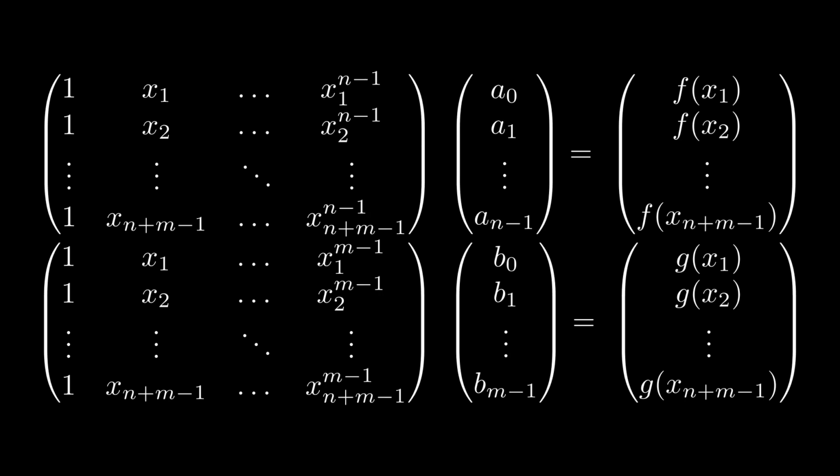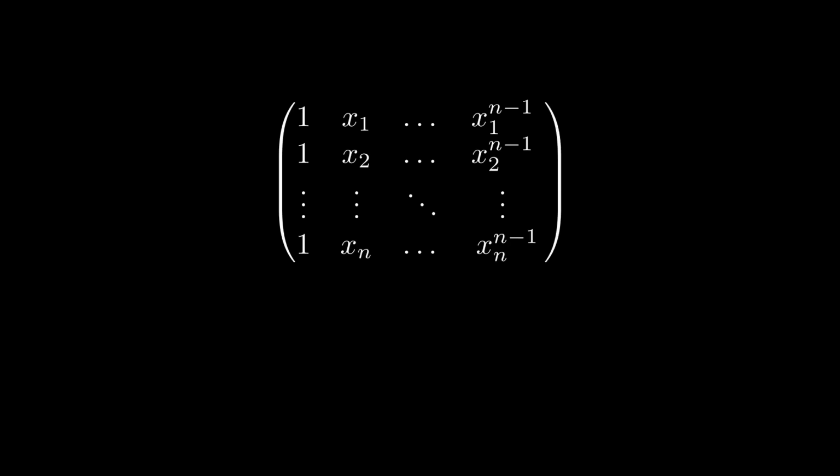To evaluate, say, f(x), we simply multiply the square matrix of powers of x by the polynomial coefficients of f(x). We repeat the same process for g(x). Once we have the values for f(x) times g(x), we can then find the coefficients of the polynomial using the process described previously. This matrix of powers of x values is known as a Vandermonde matrix.